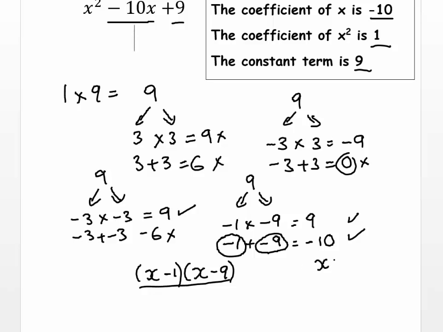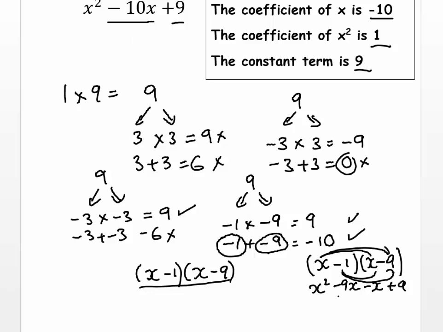I'll write it out again here, just underneath: (x − 1)(x − 9). x times x will give me x squared. x times minus 9 will give me minus 9x. Minus 1 times x is minus x, and minus 1 times minus 9 is positive 9. Simplify the minus x and the minus 9x. That's going to give me x squared minus 10x plus 9.